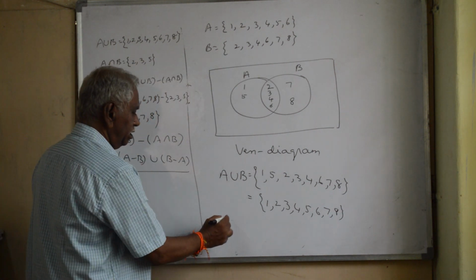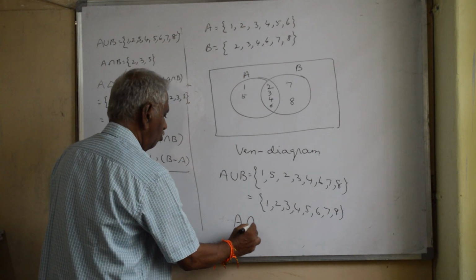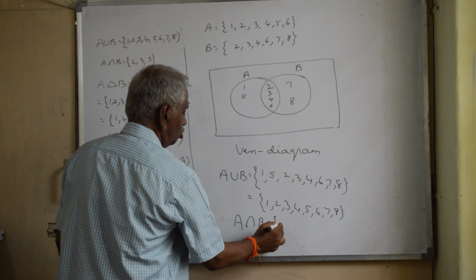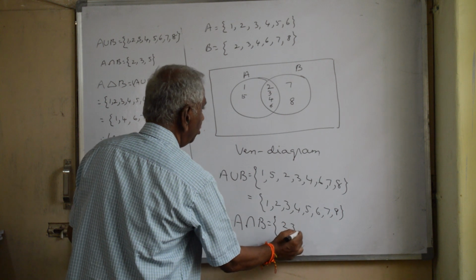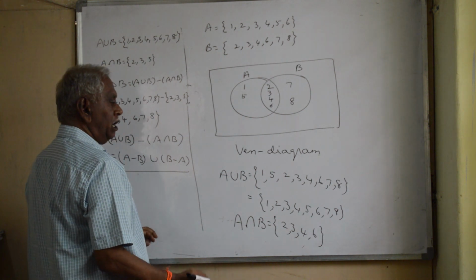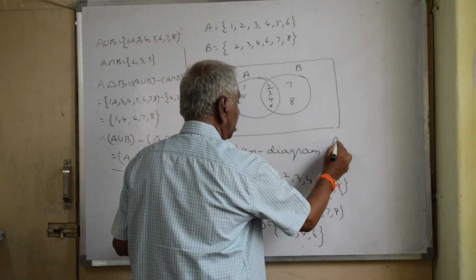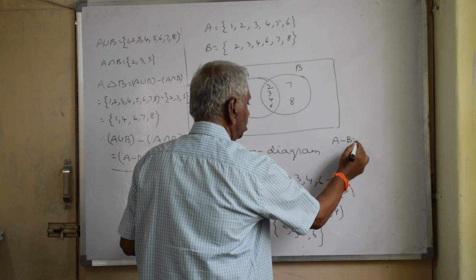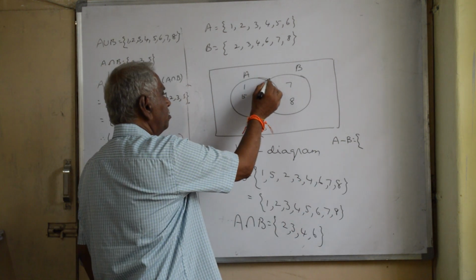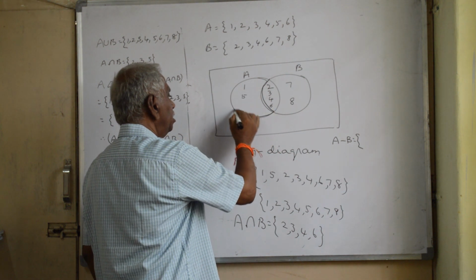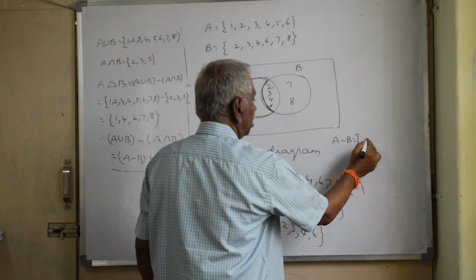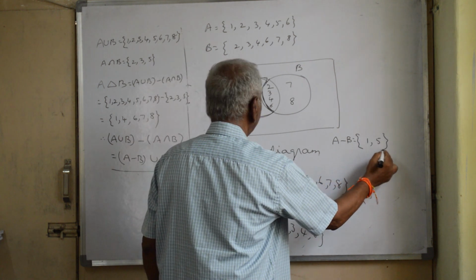And similarly, A intersection B. What is A intersection B? The common portion of A and B. Here, 2, 3, 4, 6. This is the common portion. And apart from that, A minus B: the elements which are in A but not in B. This portion is only in A, not in B. So these are 1 and 5.